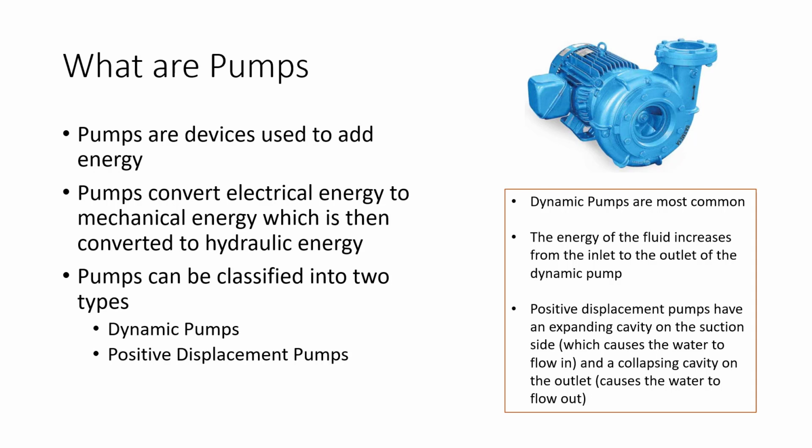Positive displacement pumps work on a slightly different idea. What they do is they have an expanding cavity on the suction side, which causes the water to flow in, and then a collapsing cavity on the outlet, which causes the water to flow out, albeit at an increased pressure. So positive displacement pumps sometimes can be used without electricity or for smaller volumes, but for most purposes, we make use of dynamic pumps.